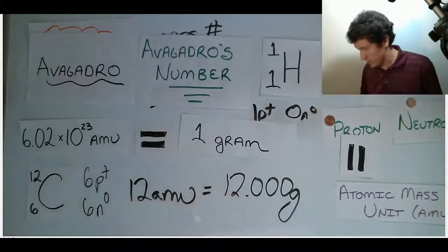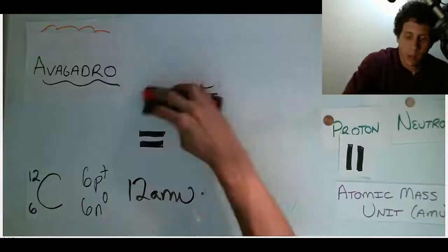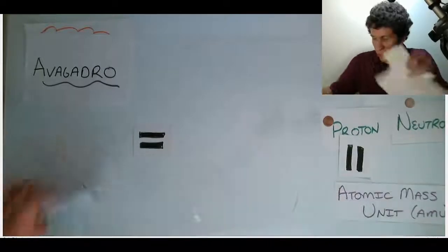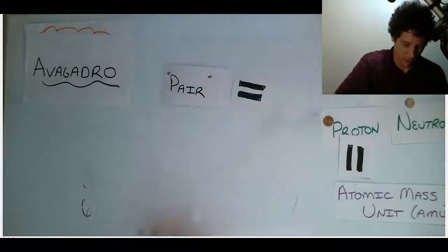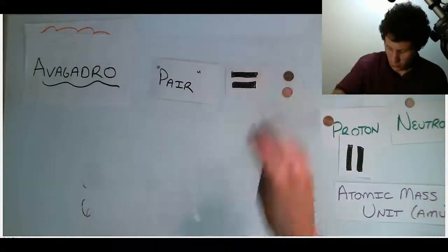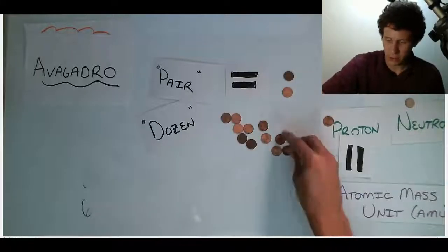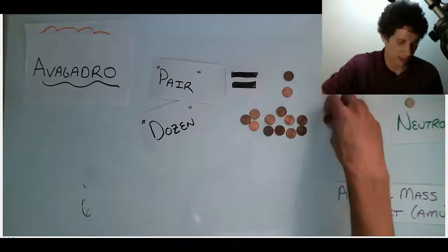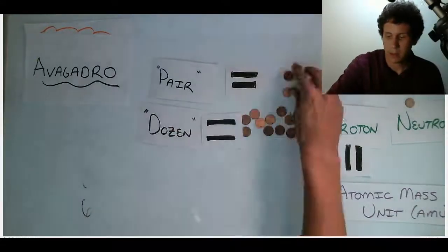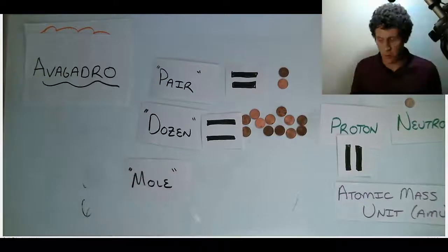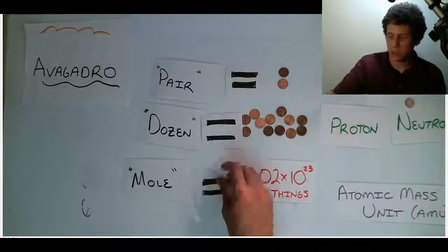So real quick, let's back up a little bit and review to make sure we got that all down. We started originally with the idea of just having a pair. A pair would be 2 things. We also had the idea of a dozen. A dozen would be 12 things. Now, how many things do you need for a mole? It turns out that you will always need 6.02 times 10 to the 23rd things.